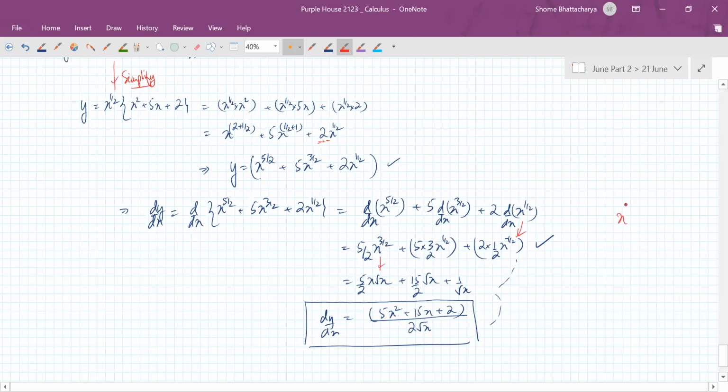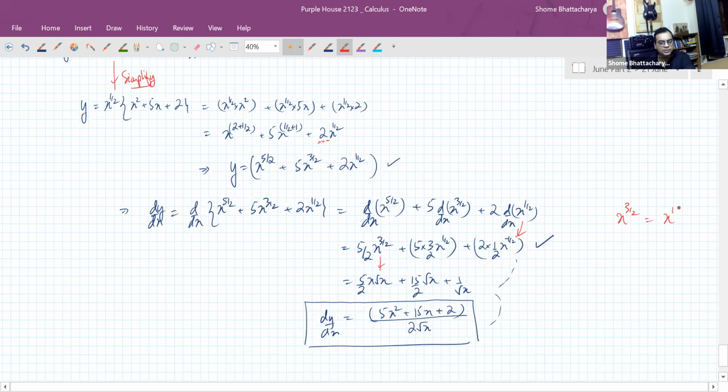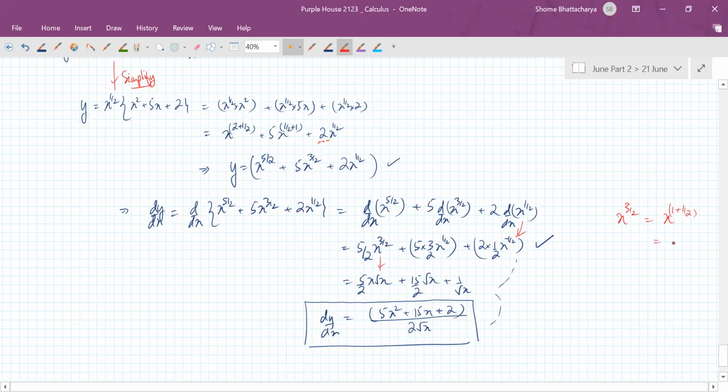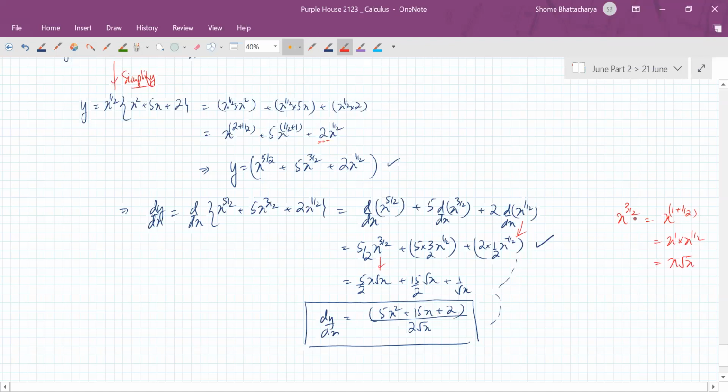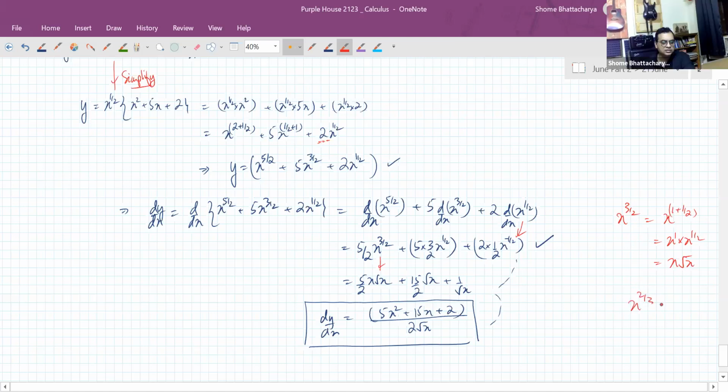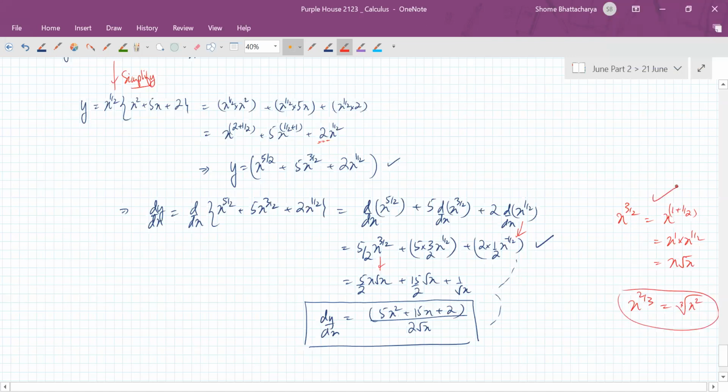See, x to the power 3 by 2. We have split it as x to the power 1 plus half. So that is x to the power 1 into x to the power half. So that is x root x. Understood? When does cube root come? When it is 1 by 3. It's not this. This would have been cube root of x square. Understanding? It's not this. Oh, okay, sir.